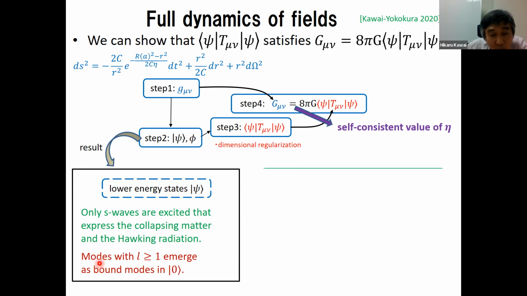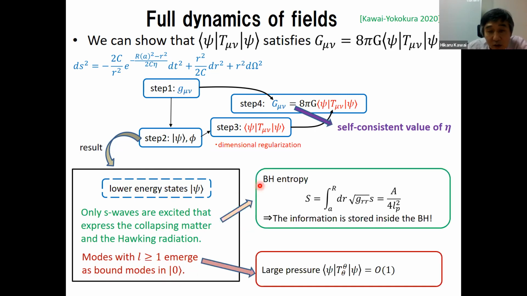And on the other hand, modes with large angular momenta emerge as bound modes in the ground state. So from this, essentially just S waves can go in and can go out. So the dynamics is controlled by S waves. So the entropy, so information, is maintained by these S waves. So essentially we have a one-dimensional system.